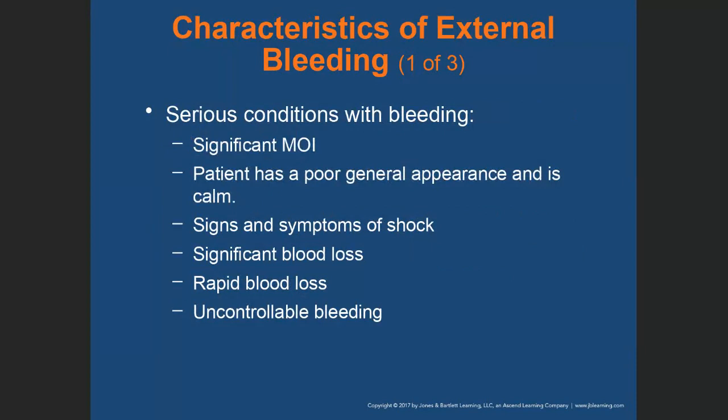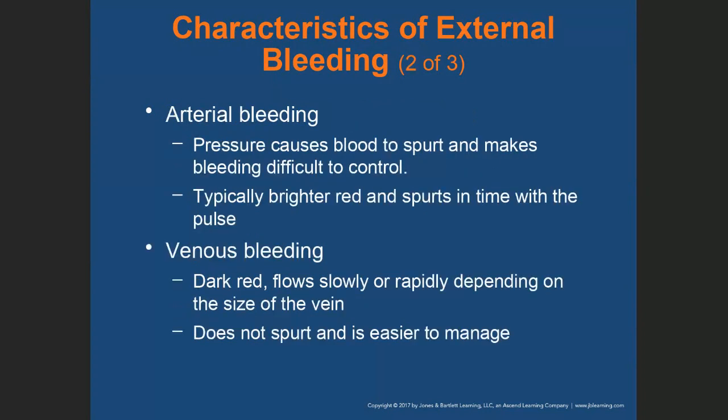Serious conditions with bleeding to look for: significant MOI. Does the patient have a poor general appearance and is calm? That's never a good thing. Signs and symptoms of shock. Significant blood loss, rapid blood loss, uncontrollable bleeding.